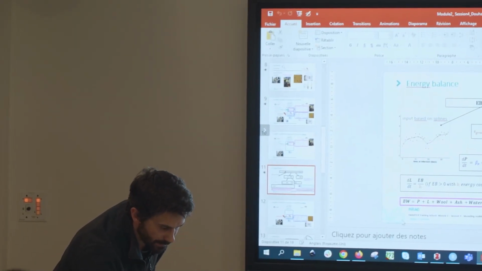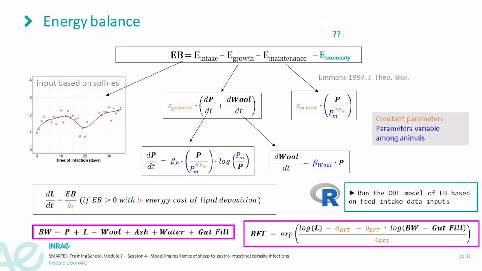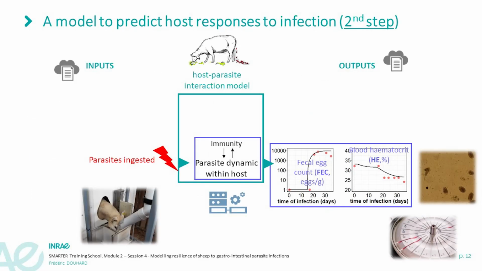So let's go back to the presentation. The next step was to ask if there was a cost of immunity in this energy balance, so if this can improve the model fit. So second step, try to estimate the host response to infection. So now we forget the energy balance, and we'll try to model the parasite dynamics.